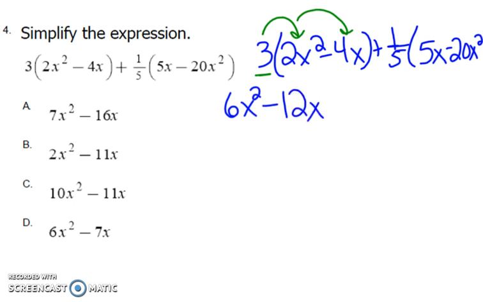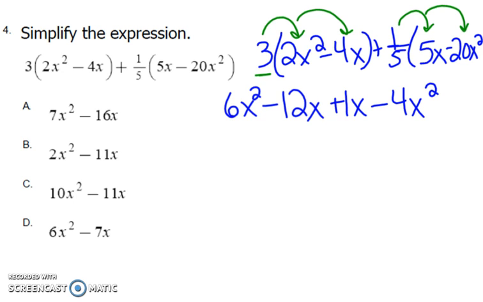In my second set of parentheses, we're going to distribute the fraction to both numbers. And again, you may use your calculator. If you prefer to do it in your head, just make sure you check your math on your calculator. 1/5 times 5 is positive 1x. 1/5 times negative 20 is negative 4x squared.